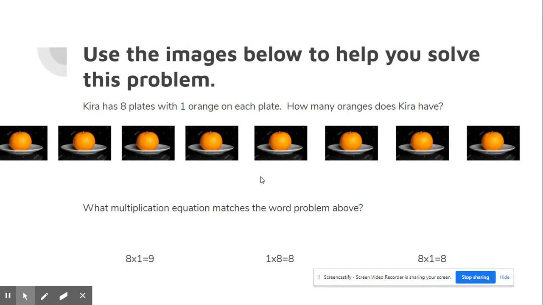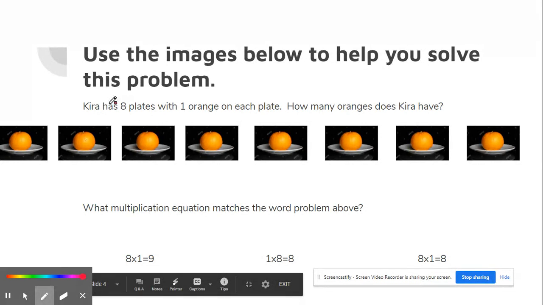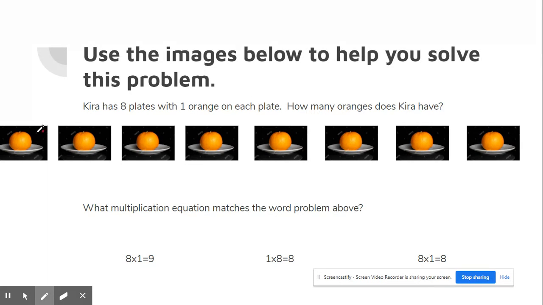Okay, so let's go ahead and begin. When you were looking at this, it wants to know how many oranges Kira has. Obviously, you could have used your finger or your pointer to count the oranges on the screen. 1, 2, 3, 4, 5, 6, 7, 8. So obviously, Kira has 8 oranges. But that was the easy part.